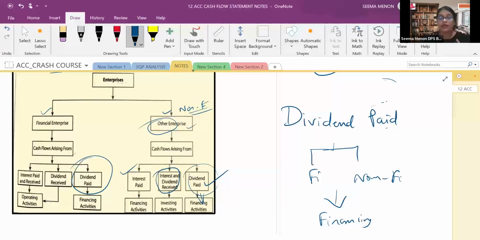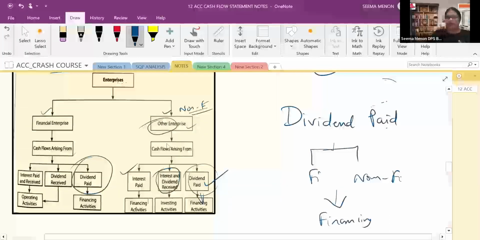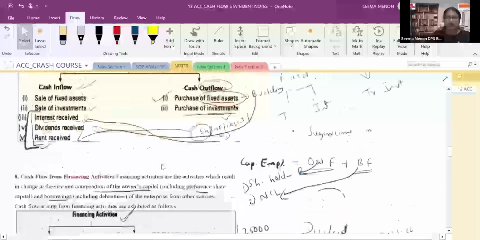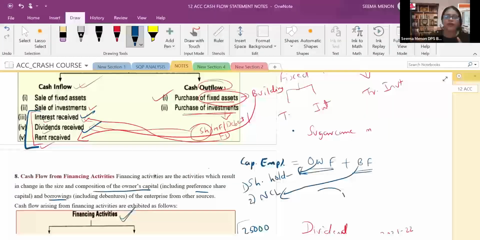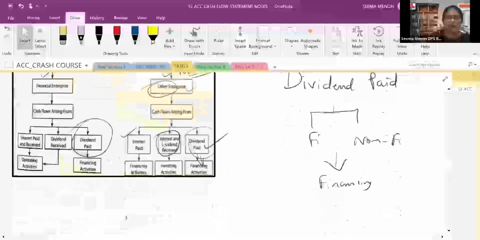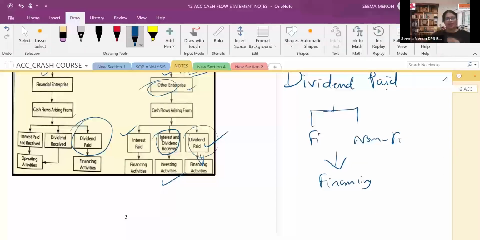Then the next one is interest received and dividend received by a non-financing company. I already explained that in the investing activity. Interest received, you can see that, and dividend received by a non-financing company. Because their business is chemical manufacturing, sugar manufacturing, whatever it may be, they have some fixed deposit somewhere, so they are getting interest. They purchased some other company's shares. That is their investment. On the investment, they are getting interest received and dividend received. So that will be shown under investing activity.